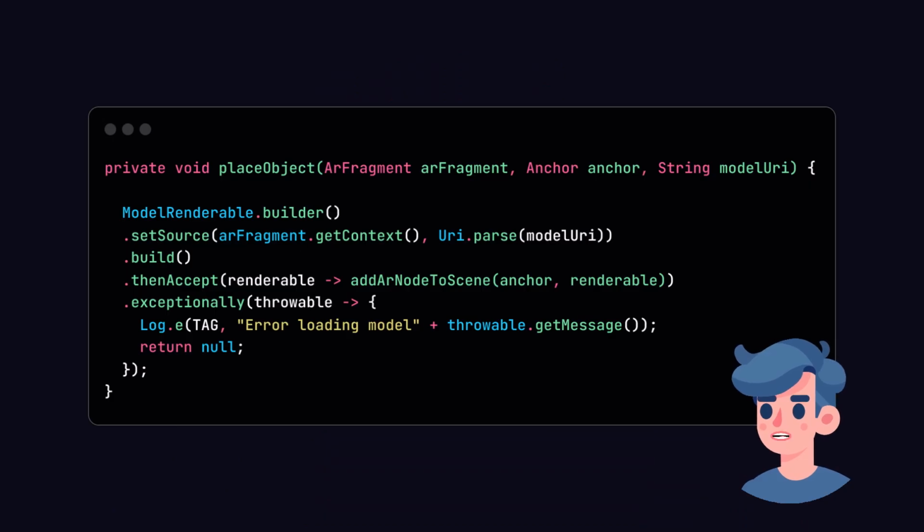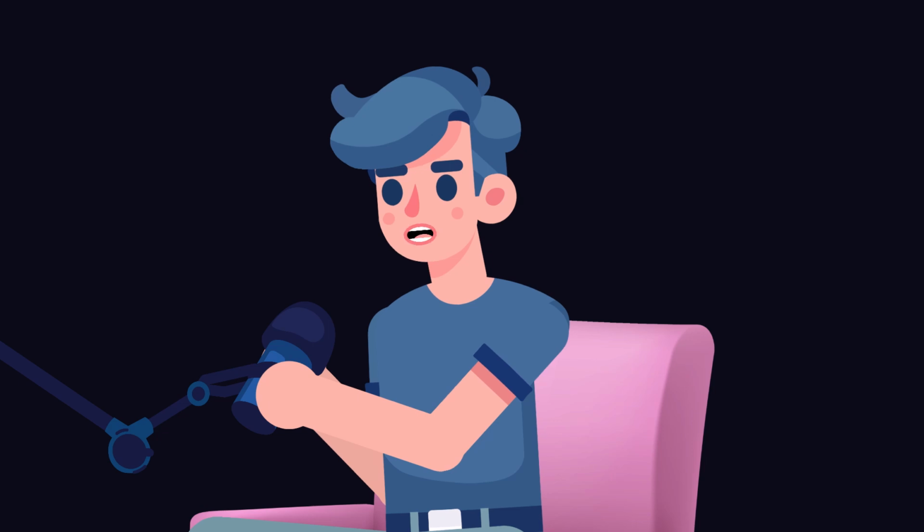Now let's define the placeObject method. This method will load the 3D model and attach it to the AR scene. In this method, we are using the ModelRenderable builder to load our 3D model from the assets folder and then passing that model to another method to add it to the scene.